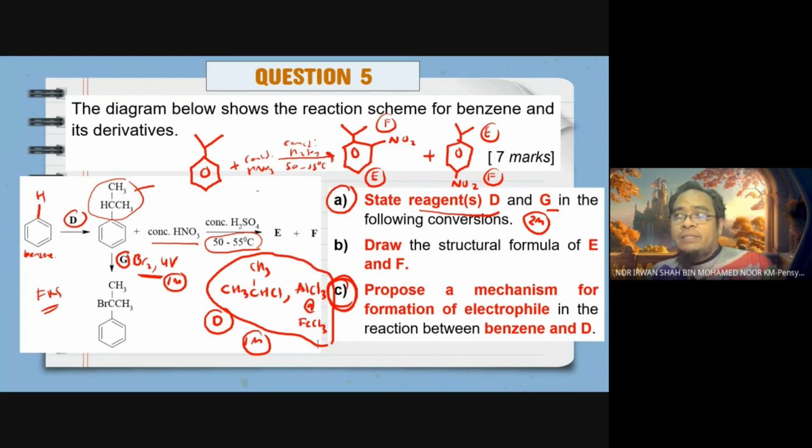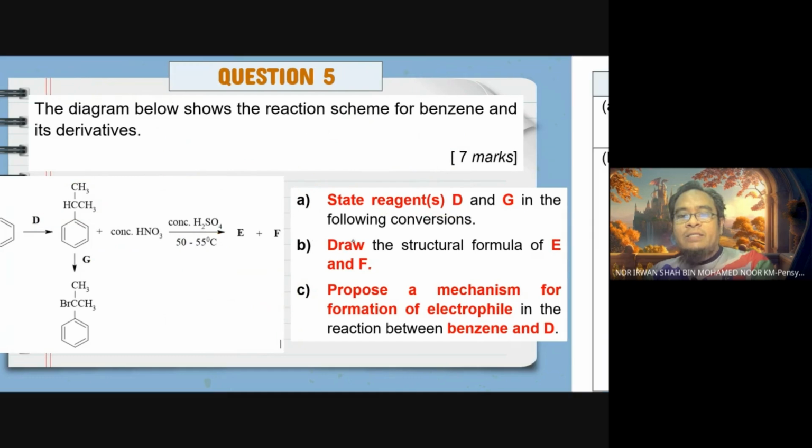Dan in some cases ada juga electrophile itu adalah kompleks. Kena tengok pada apakah haloalkane yang kita guna. Dia bergantung pada haloalkane yang kita guna. Okay, so sekarang ni guys, soalan C ni dia minta itu saja. Dia minta kita tunjukkan mekanisme untuk formation of electrophile dalam Friedel-Crafts alkylation ini. Itu saja. Dia tak minta the whole mechanism. Just first step sahaja. Kita tengok macam mana nak selesaikan question 5C ni.